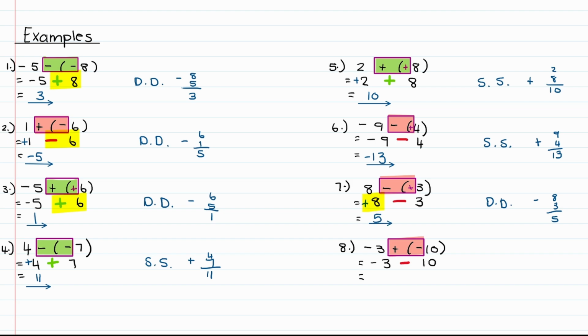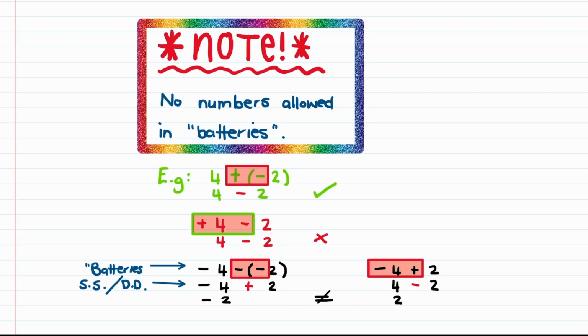And for my last question, my signs are the same, so I find the sum. I find the sum of 3 and 10. 3 and 10 give me 13. They're both negative, so my answer is negative 13. And there is all you need to know about calculating integers, whether they have brackets or not.